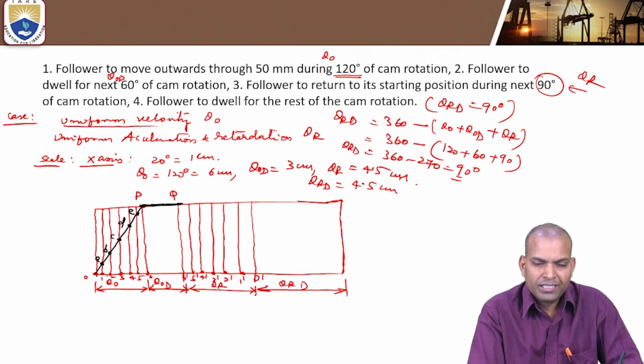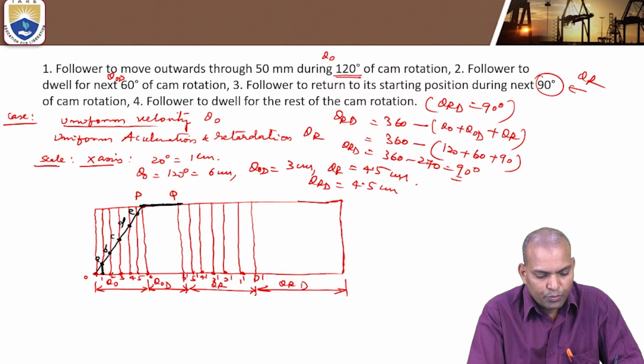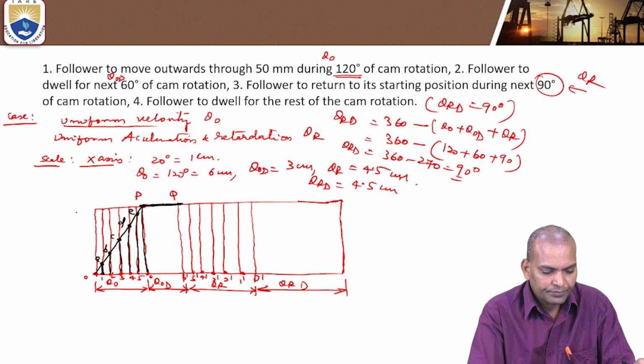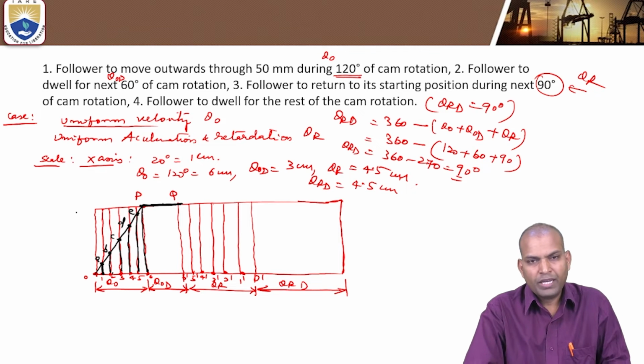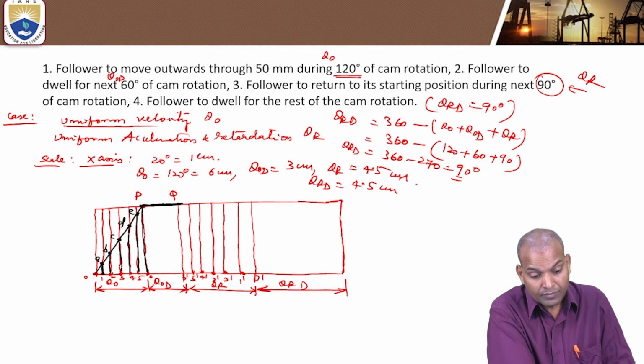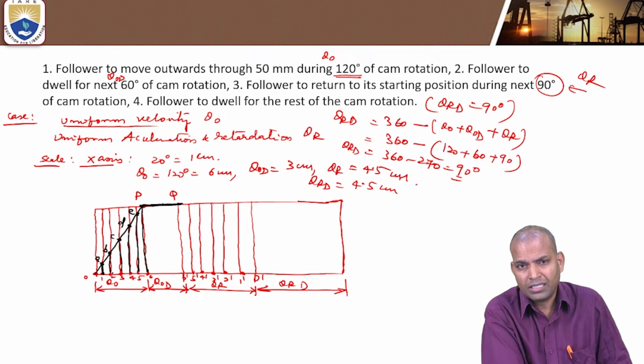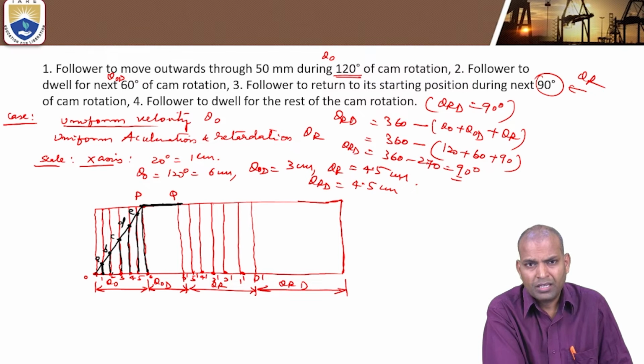In the first 20 degrees of rotation, the distance is 1 to A. In the next 20 degrees it is 2B, next 20 degrees it is 3C, next 20 degrees it is 4D, next 20 degrees it is 5E, and in the next 20 degrees it is 6P. Now, this is the uniform velocity diagram.